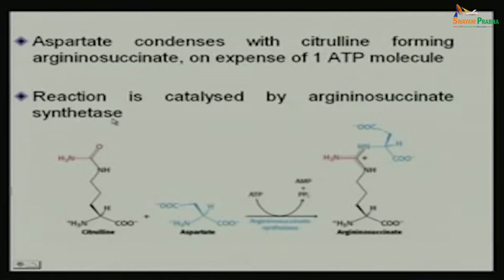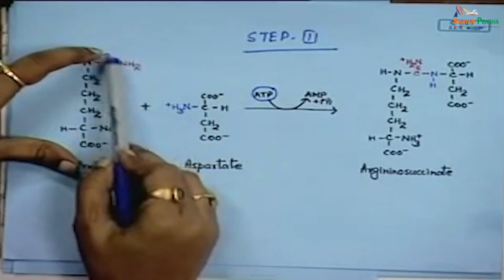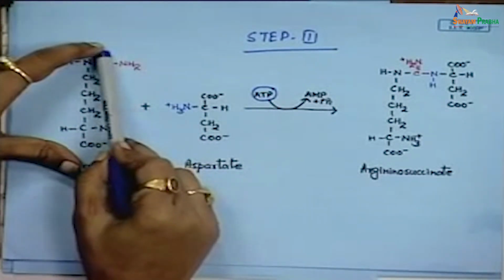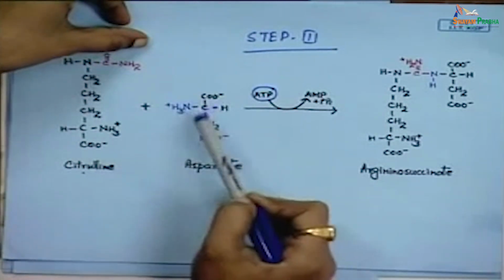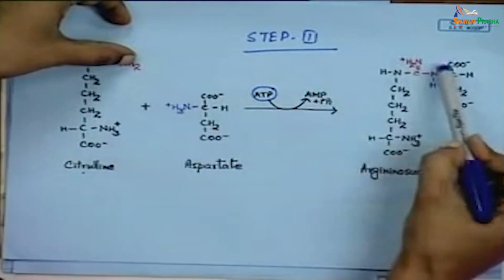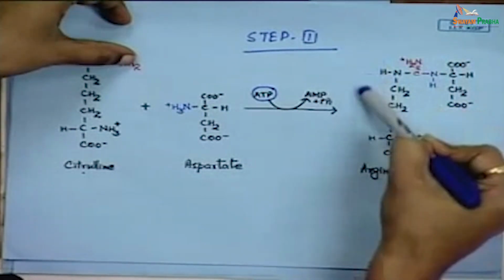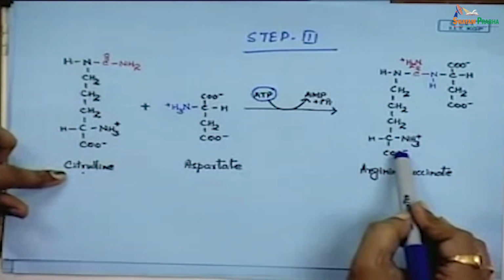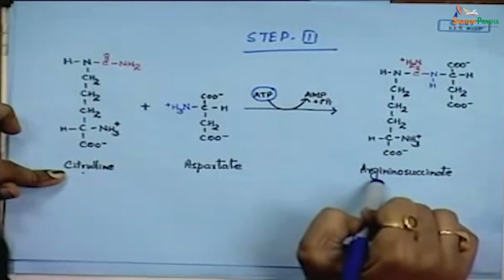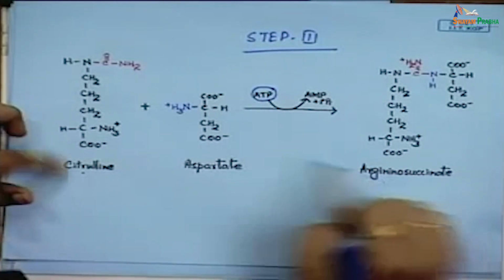Here we can see that this transfer of the group is taking place, and the amino group of this aspartate is going and getting bound, and the new group is getting connected with the citrulline producing arginosuccinate. This is the condensation reaction.